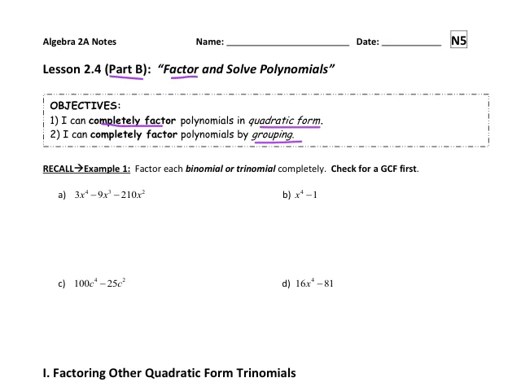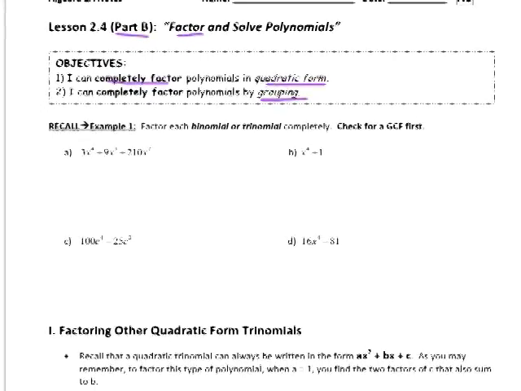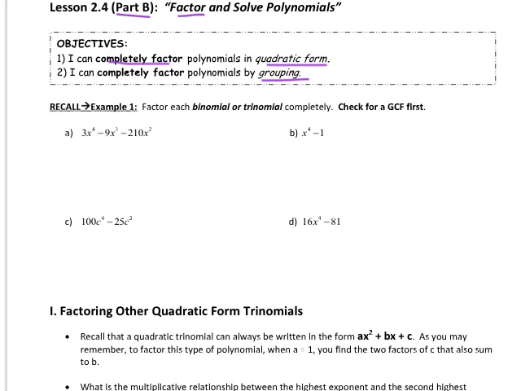Just to take a look at what we've already done, remember that if there is a greatest common factor, that's what we want to check for first. We're going to be able to factor each binomial or trinomial completely, and we don't want to stop factoring until there is nothing left to factor. So that's one of the things I want to write down: continue factoring until there is nothing left to factor. All right, so keep going.